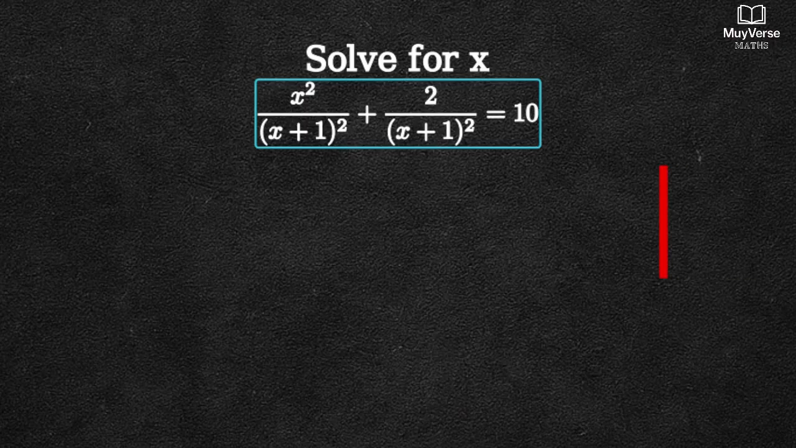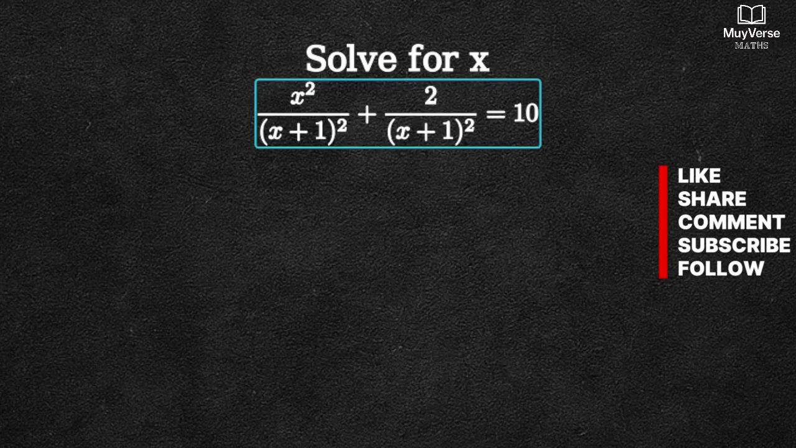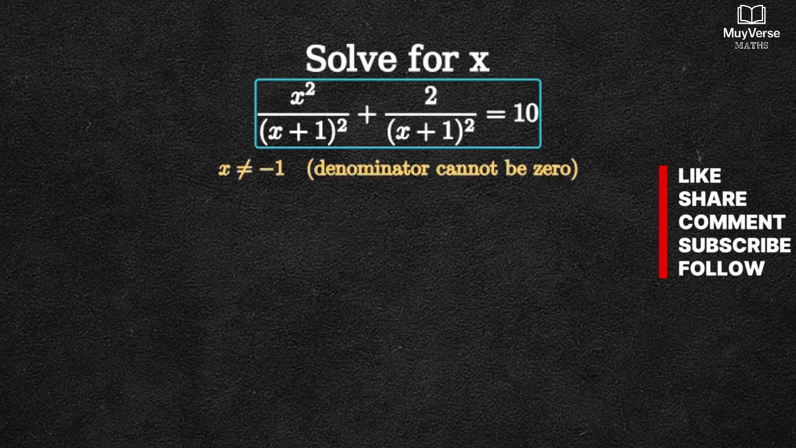Both fractions have the same denominator. Before we combine, remember the domain restriction. The denominator cannot be 0. So x plus 1 cannot be 0, which means x is not equal to -1.